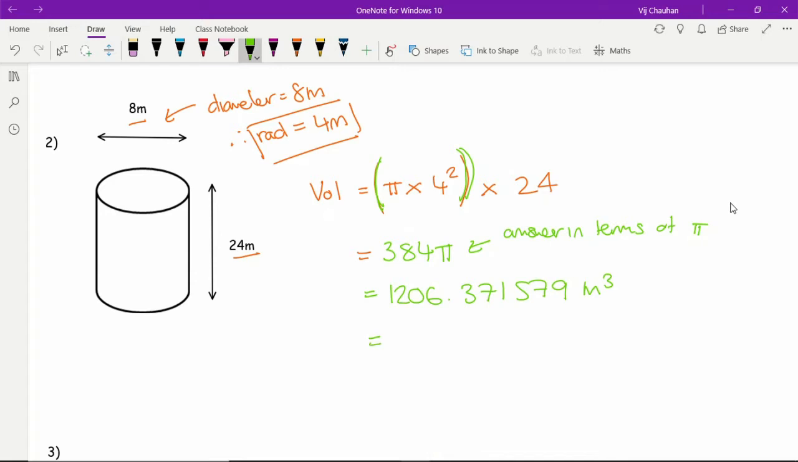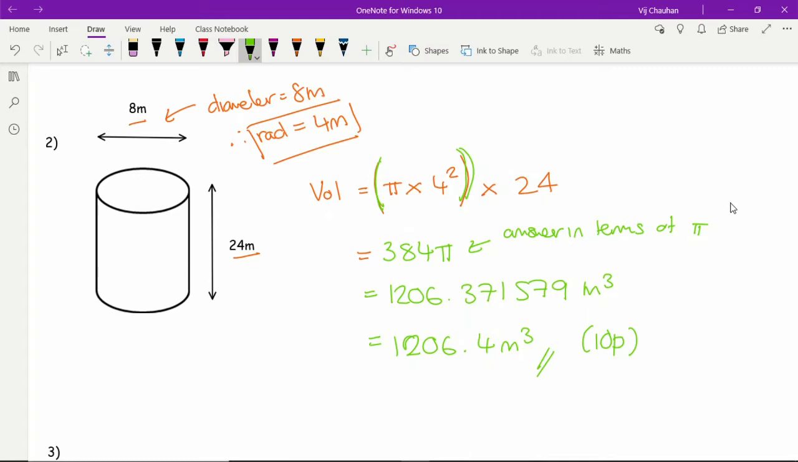And again, if I'm going to round this up, which really I should do, let's round up to 1 decimal place. So it gives me 1206.4 to 1 decimal place. So again, it's always important that you remember rounding.